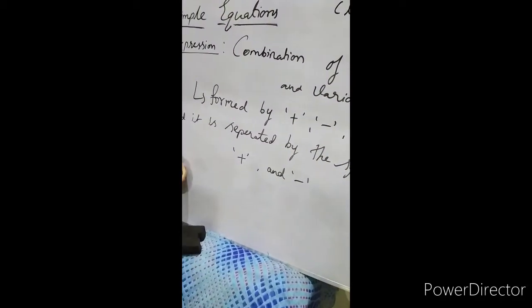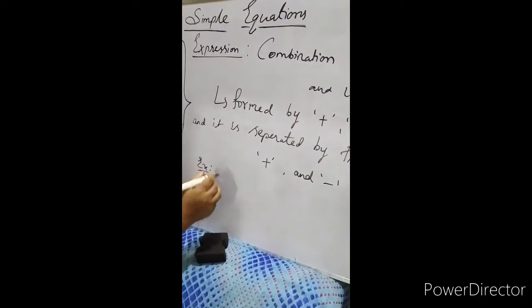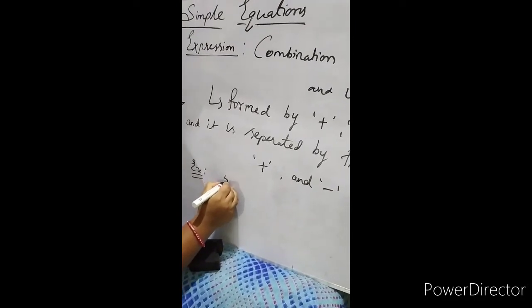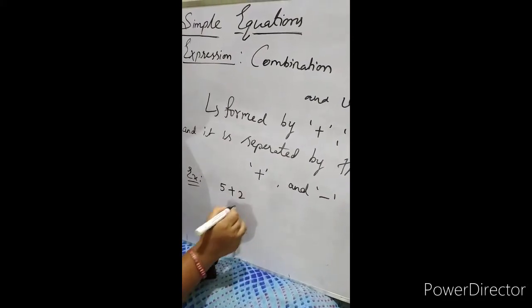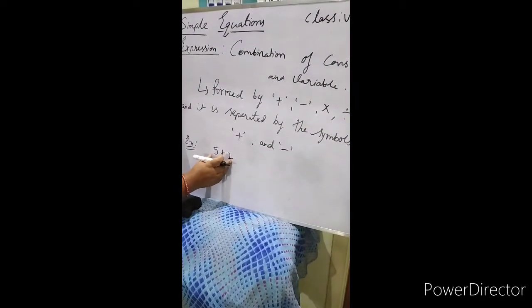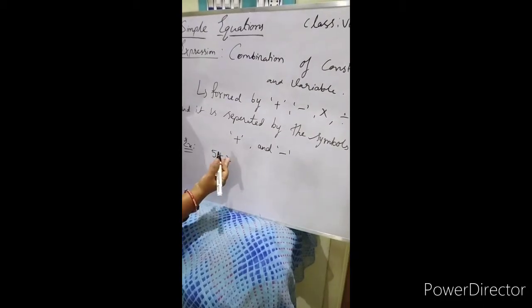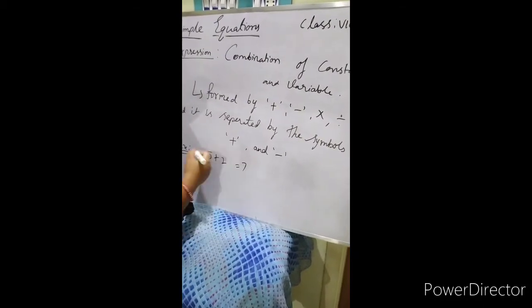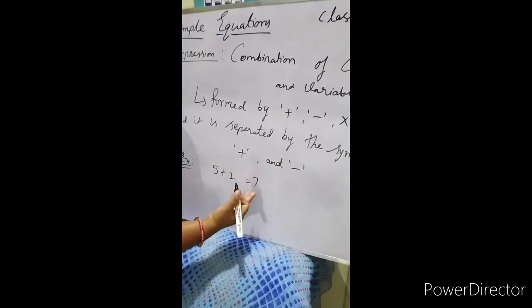Okay, let us take a small example here. So I am taking here 5 plus 2. So what will you tell? 5 plus 2. So here we will take the example 5 plus 2 is equal to. So what is the answer? You will tell immediately. All the numbers are constant. You will tell the answer like this.